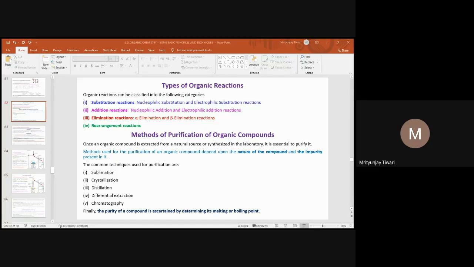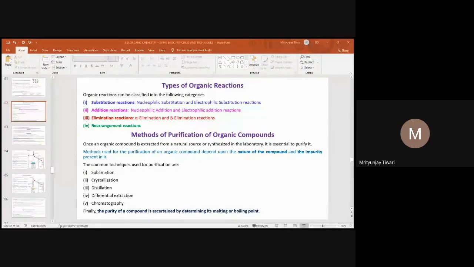And this qualitative analysis means, suppose an unknown organic compound is given to you, and someone asks what are the elements present in this organic compound. How will you find out? Determining what the different elements present in the organic compound are is called qualitative analysis of organic compounds.